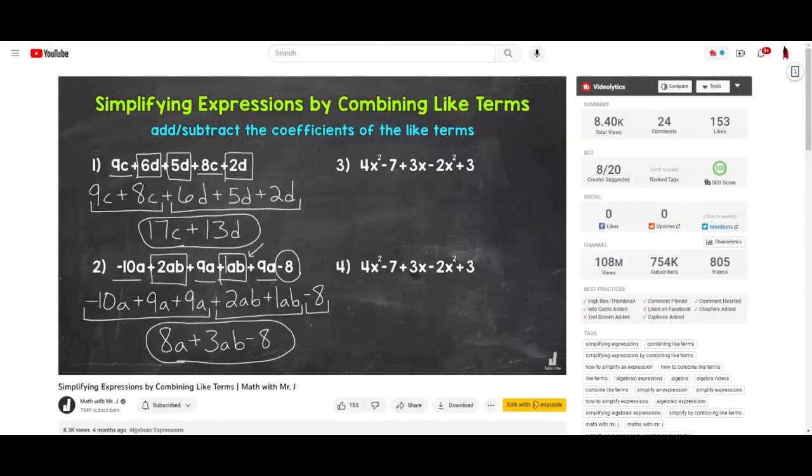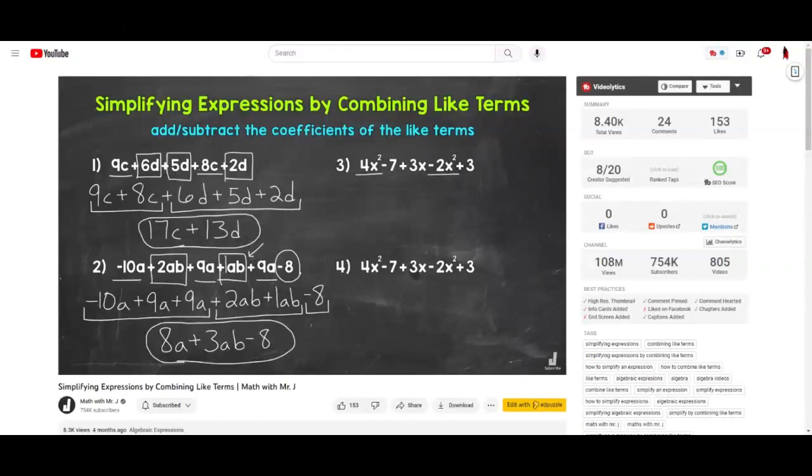Let's start number 3 by identifying any like terms. So do we have any like terms that we can combine? Yes, we have 4x squared and -2x squared. Both of these terms have the same variable of x to the same power of 2. So 4x squared and -2x squared. Remember, a term takes the sign that's in front of it, so that's -2x squared.